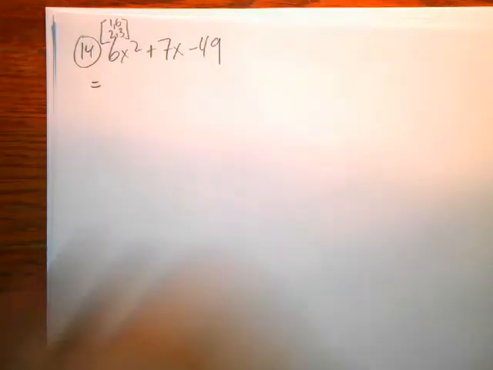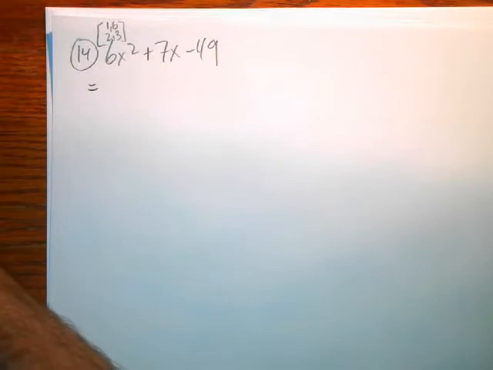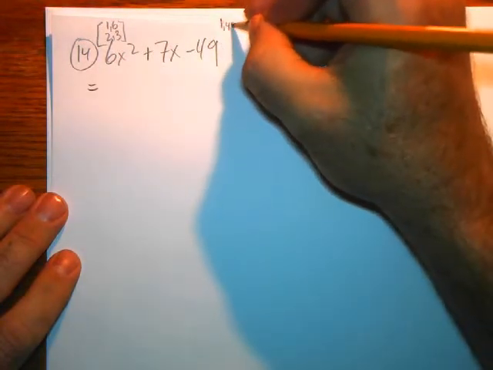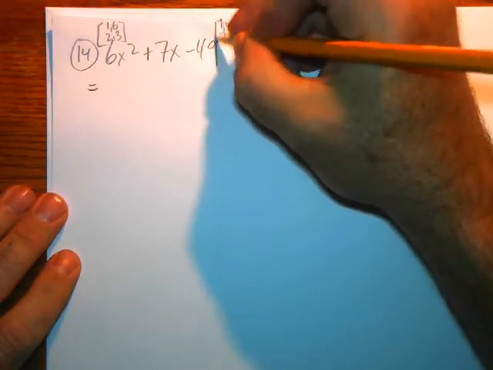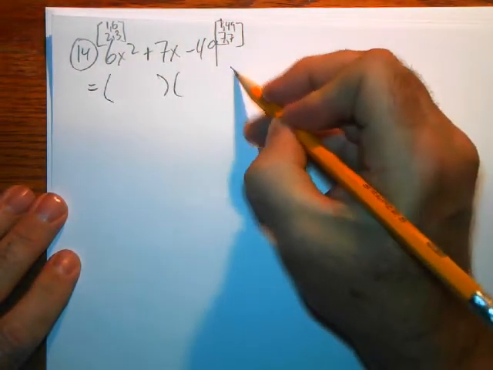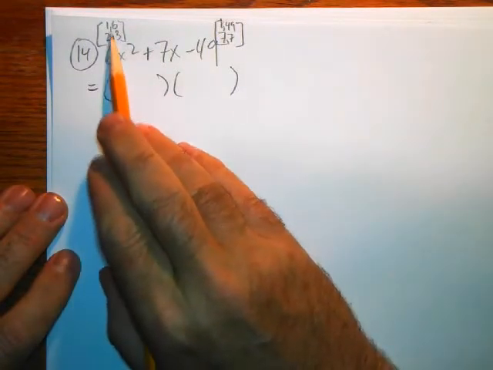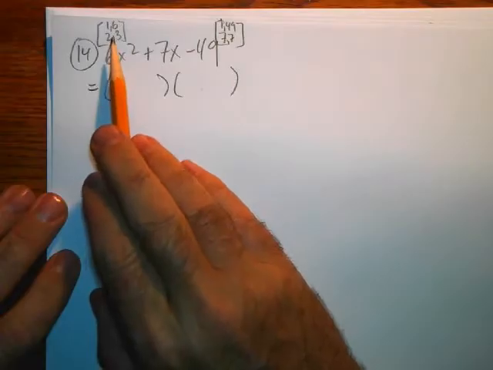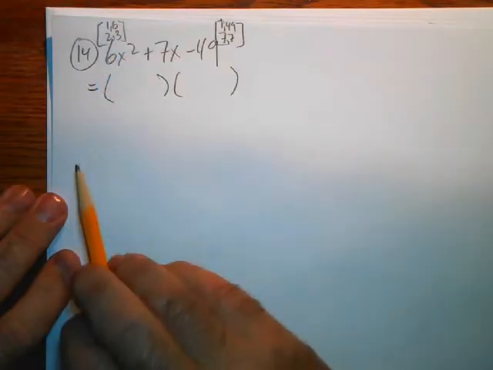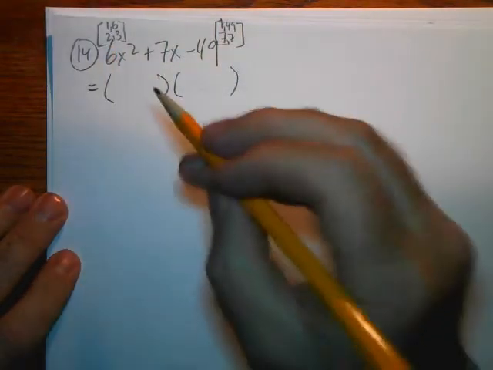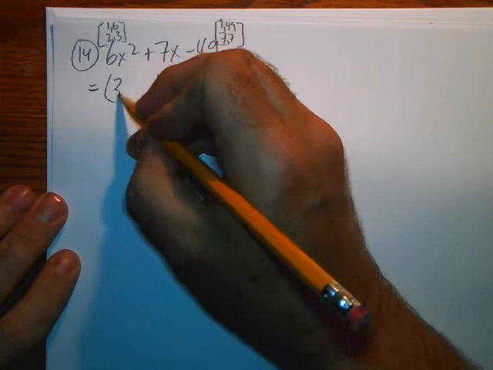Okay, so the 49 has factors of 1 and 49, 7 and 7. So we build our brackets first. And again, we've got a choice of two pairs for the first term. So it could be x and 6x or 2x and 3x. So intelligent guess and check says let's use the ones that are closest first. So that's the 2 and the 3. So a 3x and a 2x. Not sure if they're going to work, but for now let's just put them in.